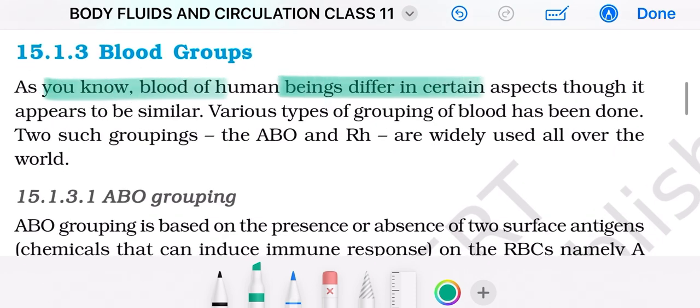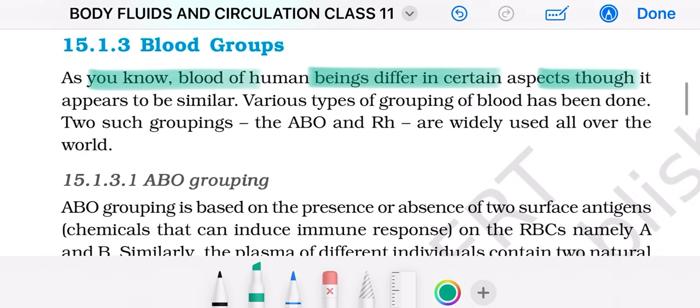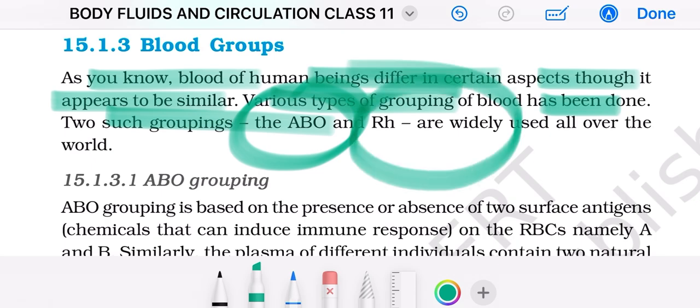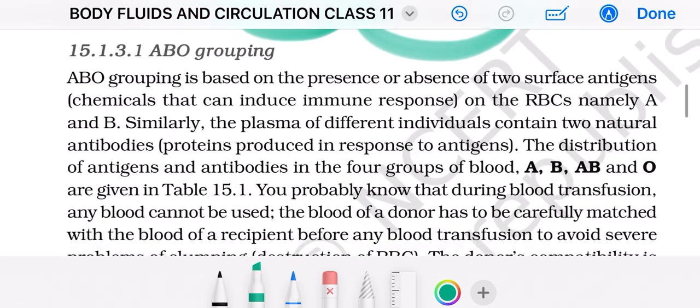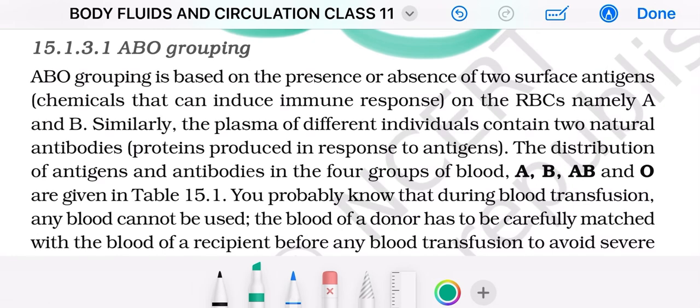As you know, blood of human beings differ in certain aspects, though it appears to be similar. Various types of grouping of blood have been done. Two such groupings are ABO grouping and Rh. They are widely used all over the world. AB is the universal recipient and O blood group is the universal donor.